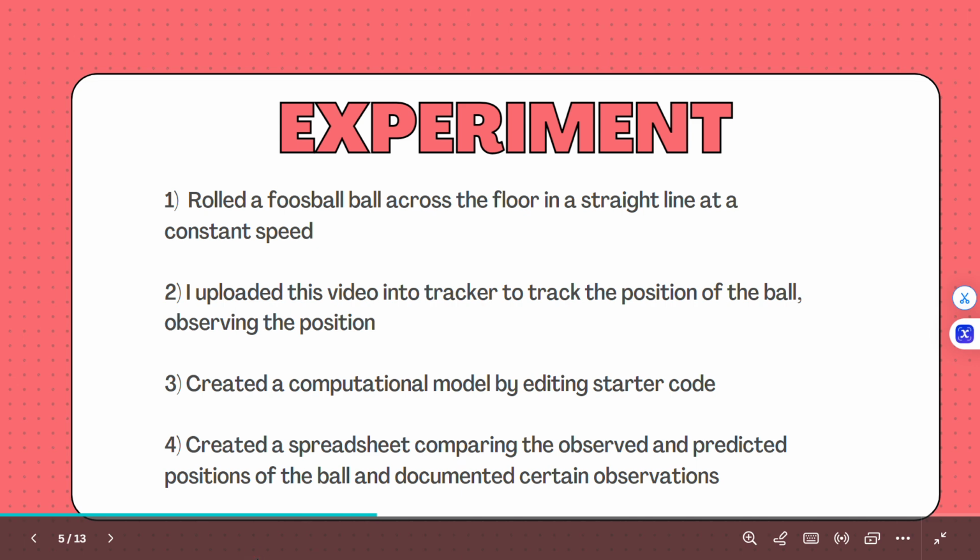So let's talk about the experiment. How did we do this? For me, I used a foosball ball, and I rolled it across the floor in a straight line at a constant speed. And I then uploaded this video to Tracker to track the position of the ball. And I created a computational model by editing the starter code that we were given. And then I created a spreadsheet comparing the observed and predicted positions of the ball and documented my observations, and this was put into a graph that we will see soon.